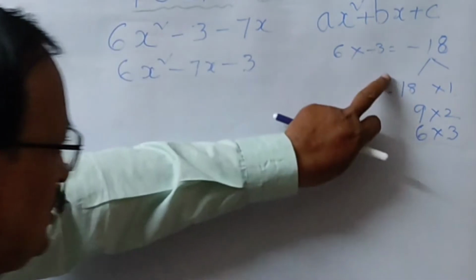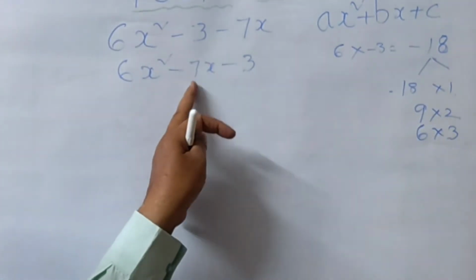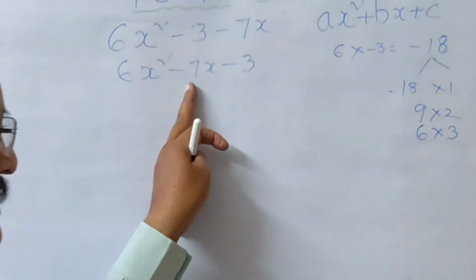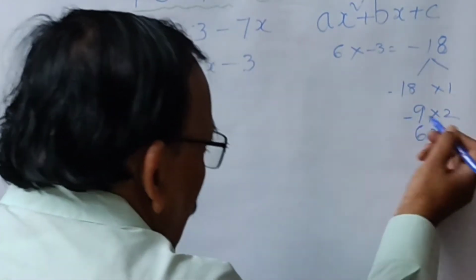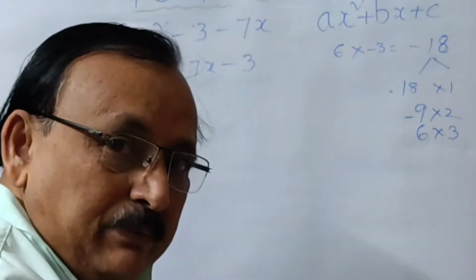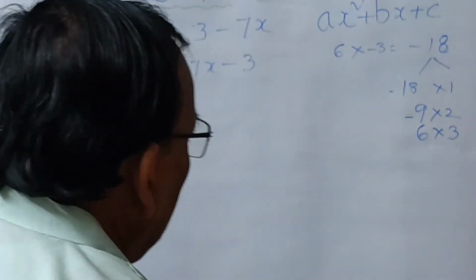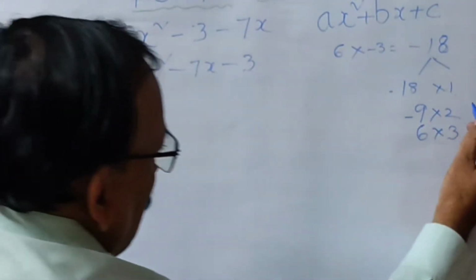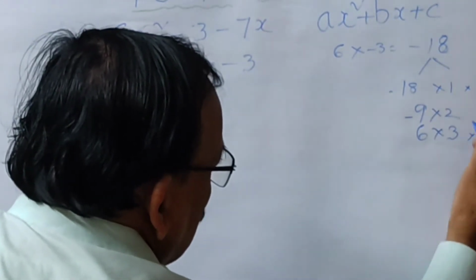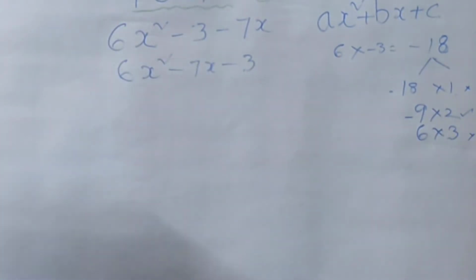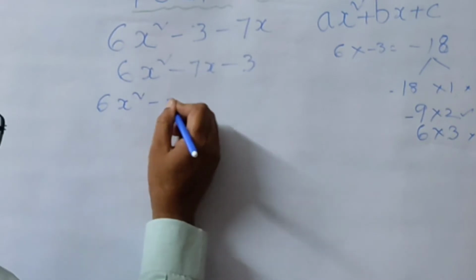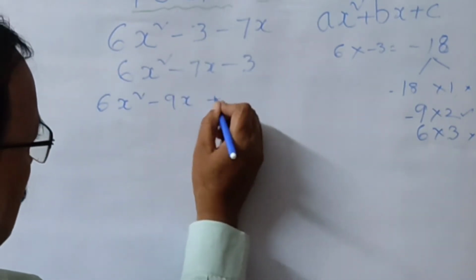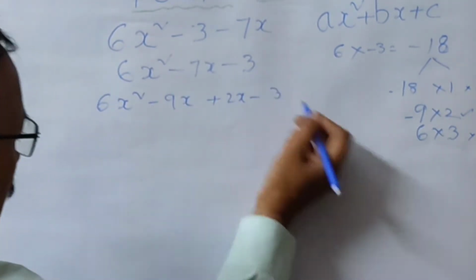Which factor pair satisfies our middle term? Our middle term is minus 7. So either by adding these two numbers or by subtracting one from the other, we have to get minus 7. Now this is not possible and this is not possible. This is possible: minus 9 and plus 2. Now we write 6x square minus 9x plus 2x minus 3.